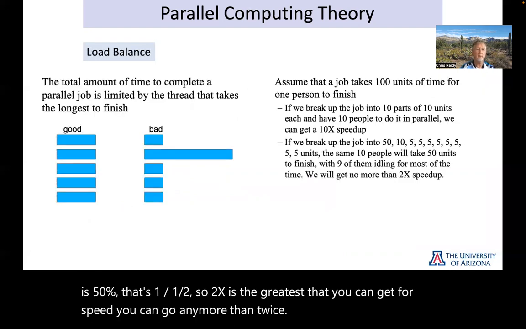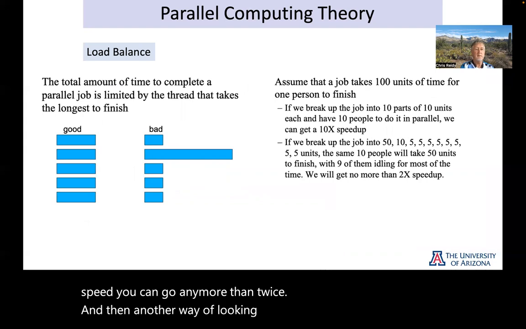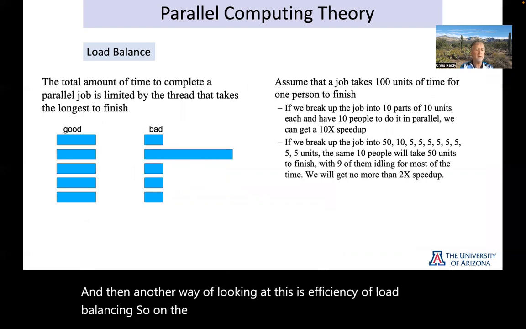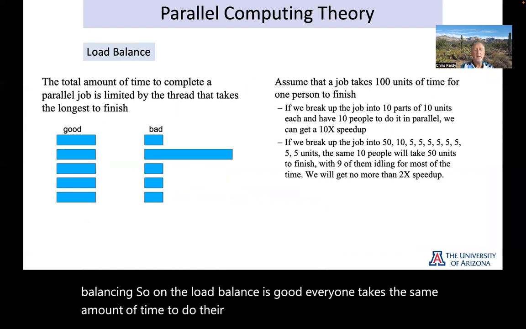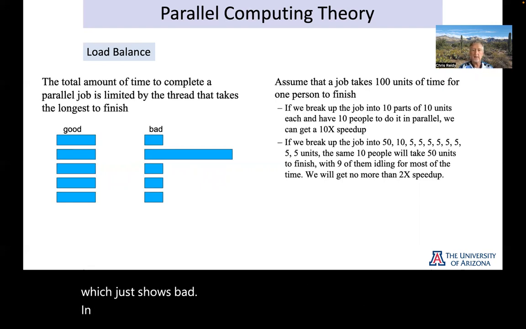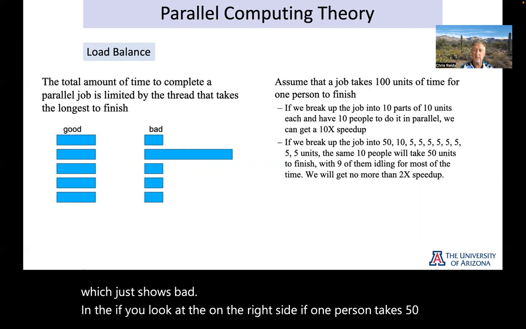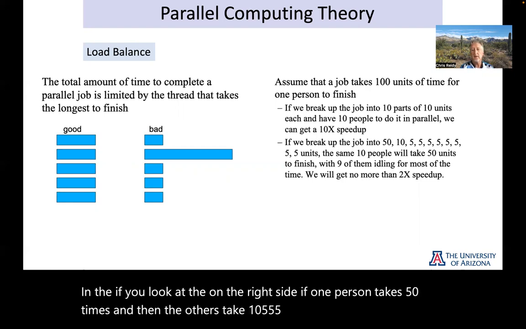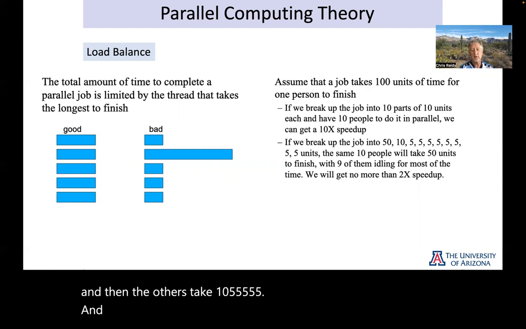And then another way of looking at this is efficiency of load balancing. So on the left, the load balance is good. Everyone takes the same amount of time to do their work. And then the other example, which shows bad, if you look at on the right side, if one person takes 50, and then the others take 10, 5, 5, 5, 5, 5, the maximum speedup again is 2x because one person takes half the time.